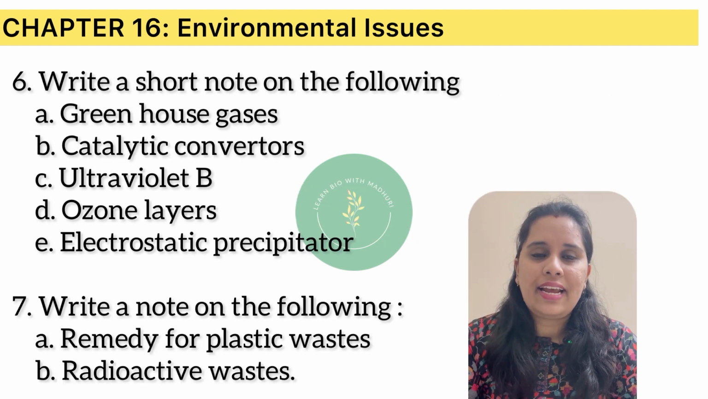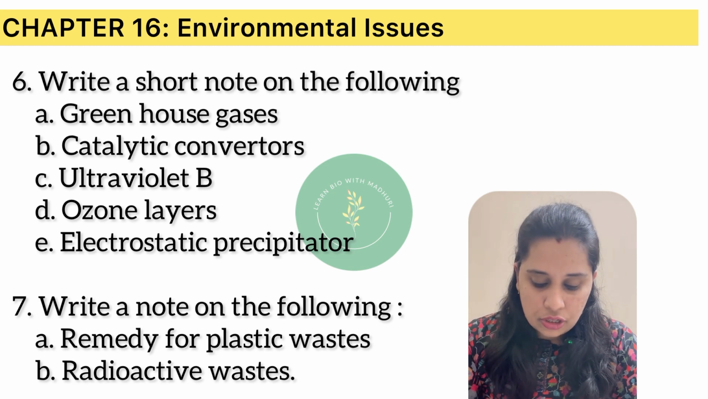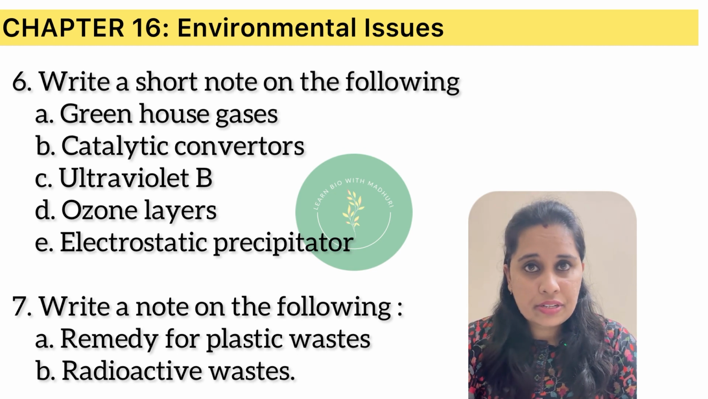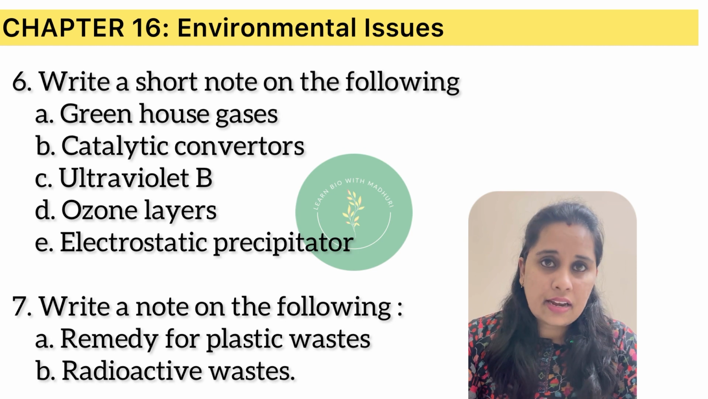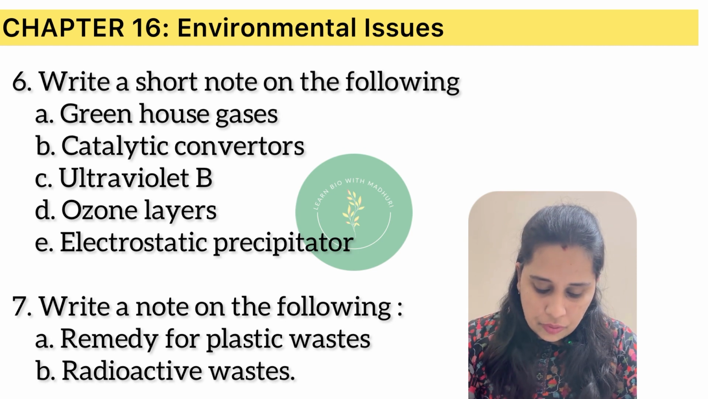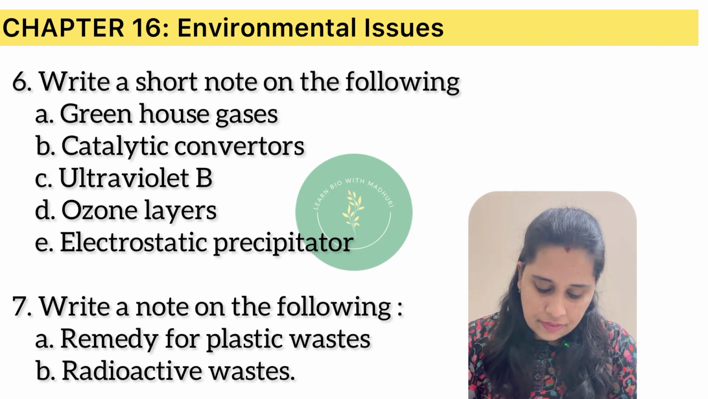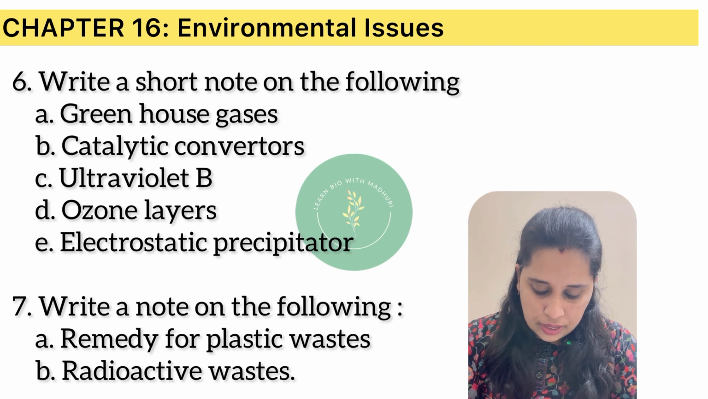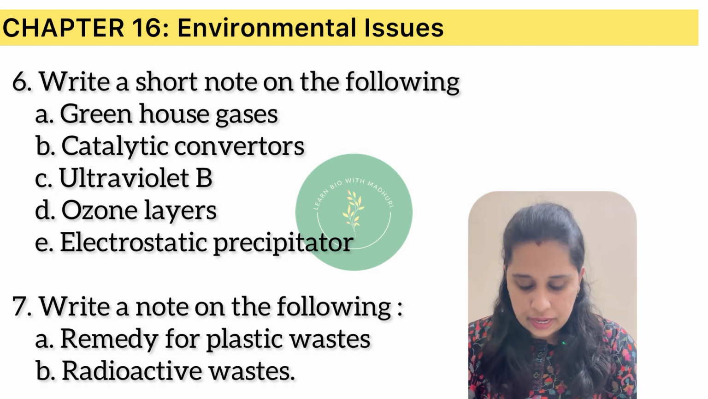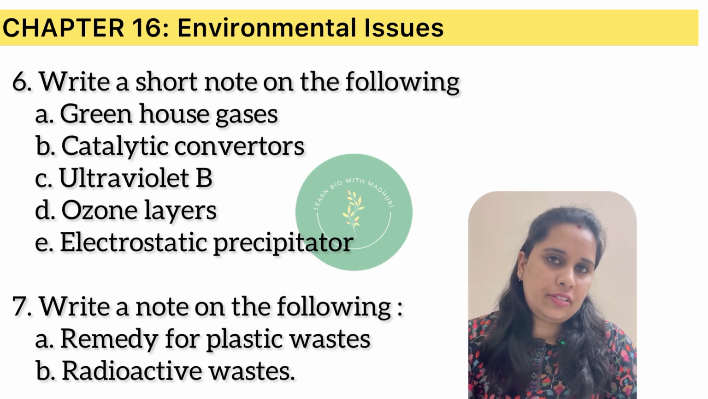Coming to the last slide, that is the 6th question. Write a short note on the following: greenhouse gases, catalytic converters, ultraviolet B, ozone layers, electrostatic precipitator. And the last question, 7th, write a note on the following: remedy for plastic waste and radioactive waste.